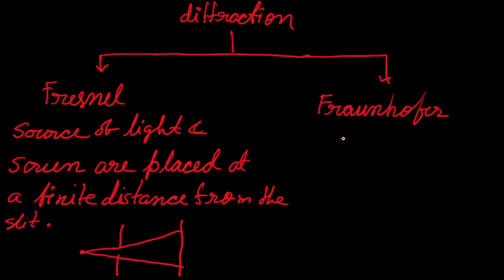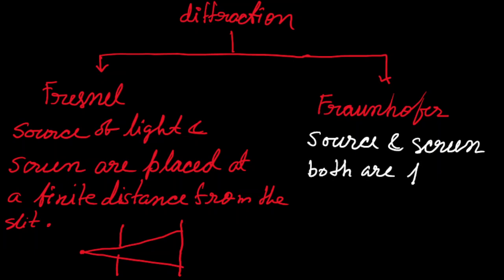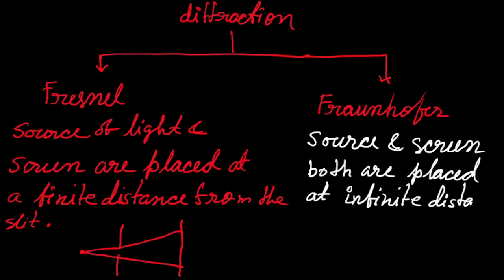And we have another type of diffraction which is called Fraunhofer diffraction. In Fraunhofer diffraction, both the source and screen are placed at infinite distance from the slit.